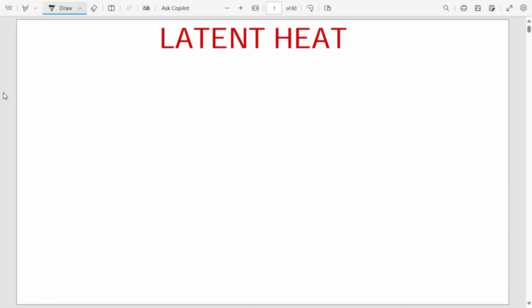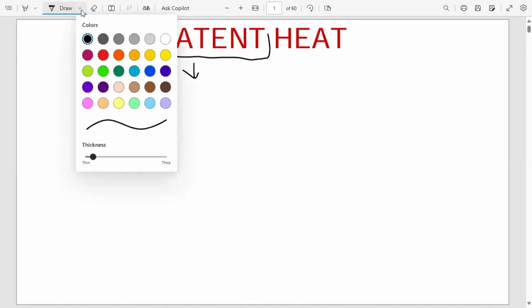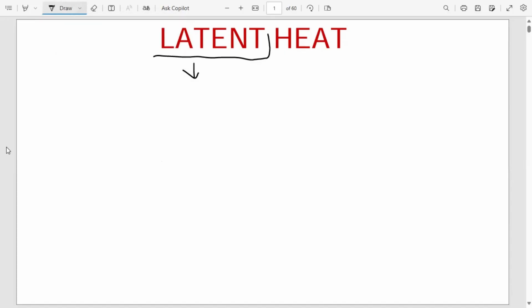Now, in continuation, today we are going to be looking at what we call latent heat, of which this term latent heat just means hidden heat. Latent actually means hidden. So concealed or hidden heat is what we call latent heat.